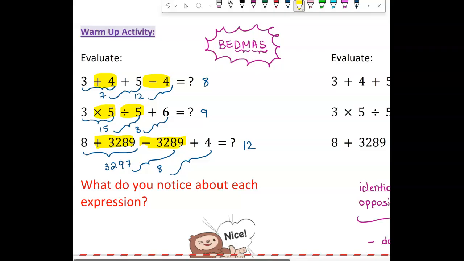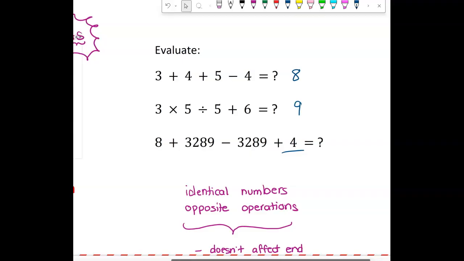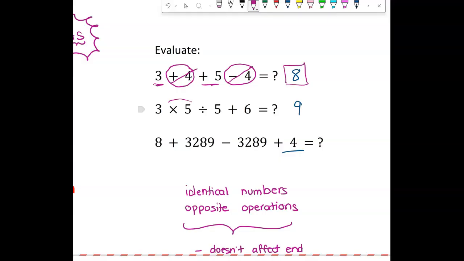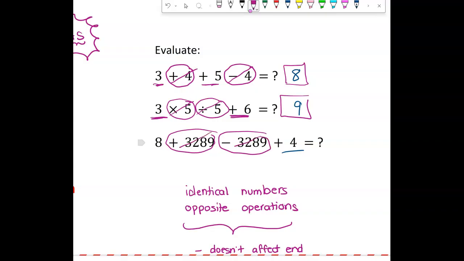So if we look at that, one way we could get to the same answer is because these are the same value, different operation, they kind of cancel each other out. So by adding 4 and subtracting 4, that operation doesn't really exist anymore. So all you'd be doing is 3 plus 5, which brings you to the answer of 8. Similarly, in the equation that we did earlier, times 5 and divide by 5 would cancel each other out. So you're just doing 3 plus 6, which is 9. And then the last equation we did, you add and you subtract. So all you have left over is 8 plus 4, which is 12.